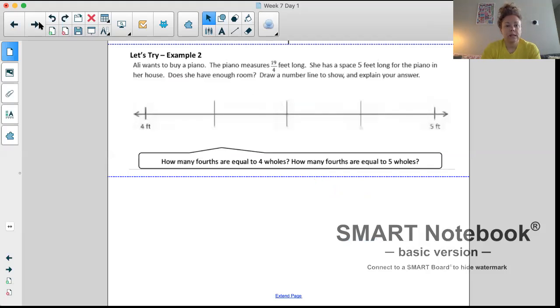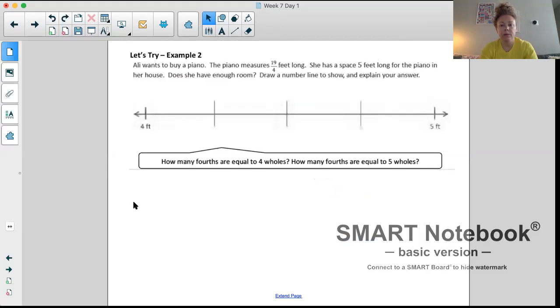Okay, let's try. So we have another example in this and we're going to work on together. Allie wants to buy a piano. The piano measures 19 fourths feet long. She has a space 5 feet long for the piano in her house. Does she have enough room? Draw and label a number line to show and explain your answer. So she's got 5 feet of space, and then the piano that she wants to buy is 19 fourths feet long. We need to figure out if that is greater or less than 5 feet.